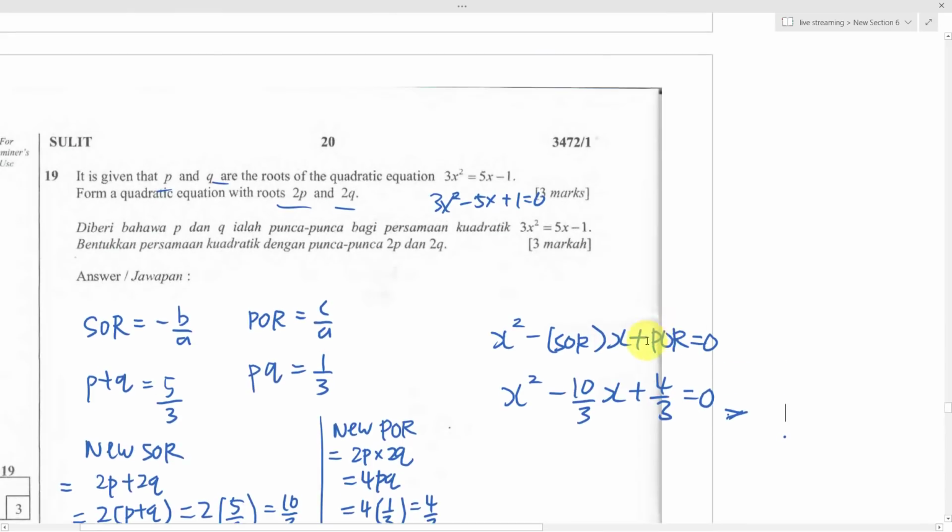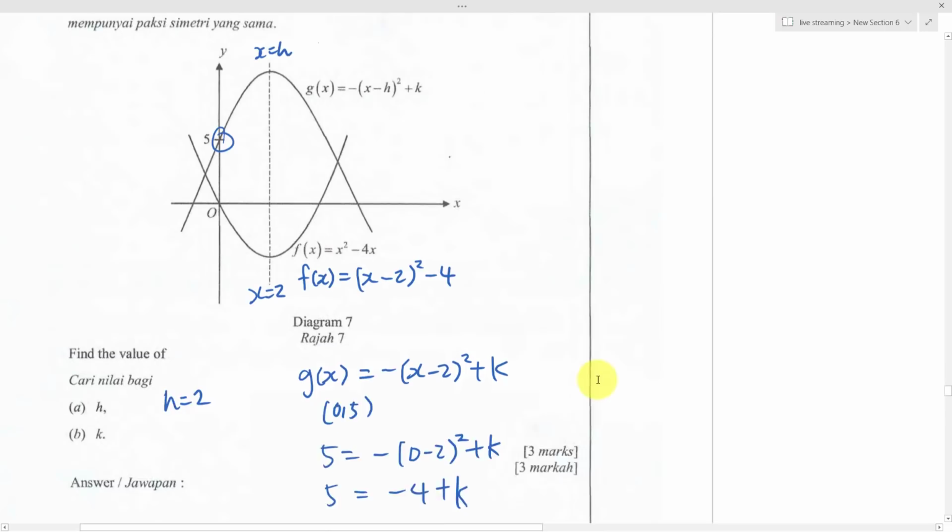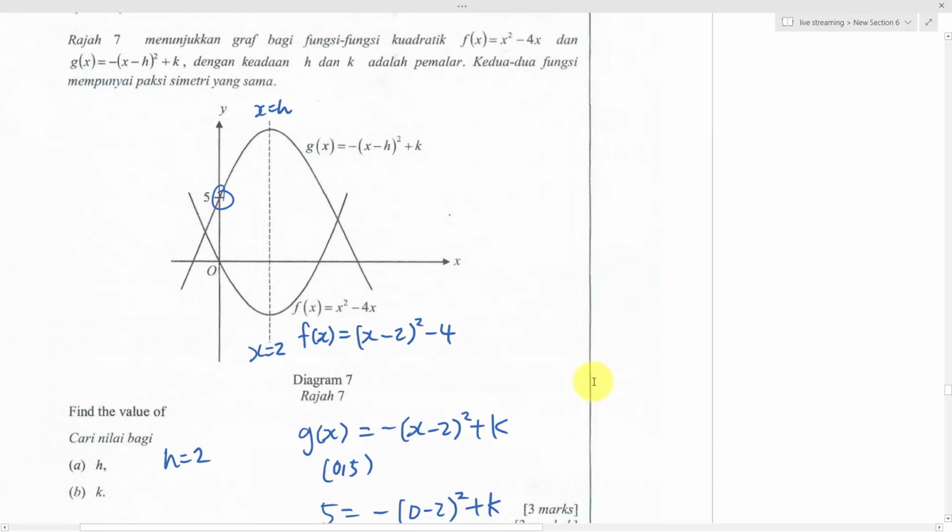Isn't k the maximum value? Yep, k will be the maximum value. Okay, k is the maximum value, but I cannot get the maximum value straight away. So I use the coordinate (0, 5) to help me to find the maximum value. Yes, your maximum value is 9. Correct. So basically in this case, your maximum point will be (2, 9). But I just borrow the y-intercept to help me to find the k value.